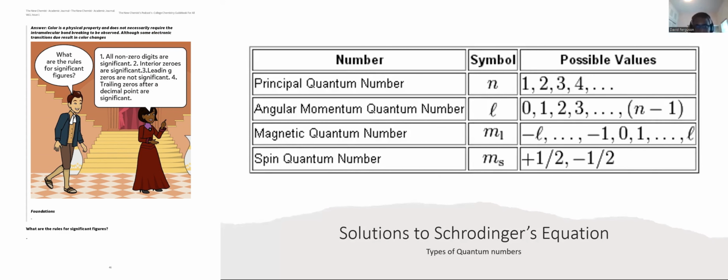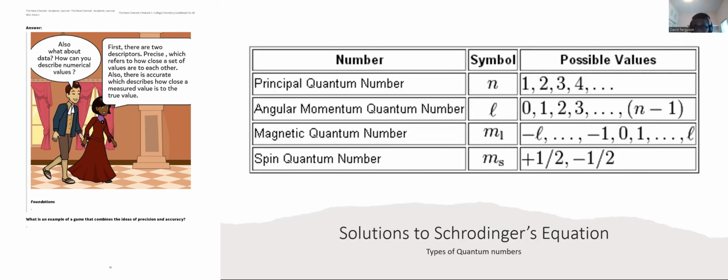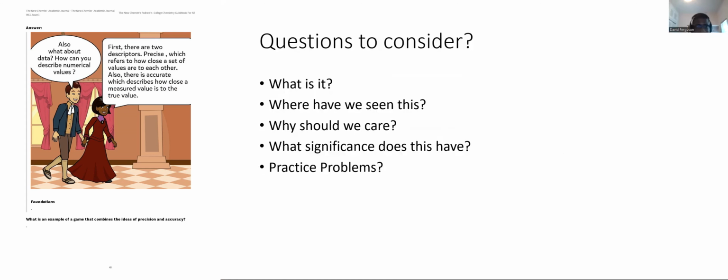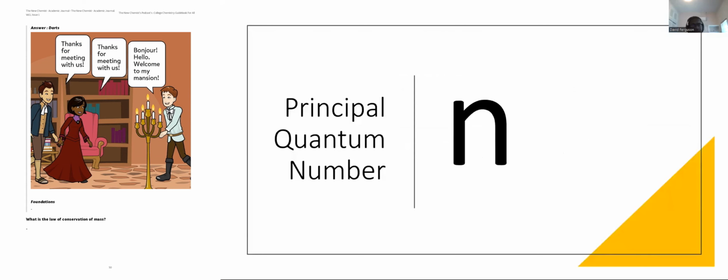So yes, n has integer values 1, 2, 3, 4. L ranges from 0 to n minus 1. M sub L ranges from minus L to 0 to plus L. And M sub S is plus a half and minus a half. So what is it? Keep this in mind. Where have we seen this? Why should we care? And what significance does this have?